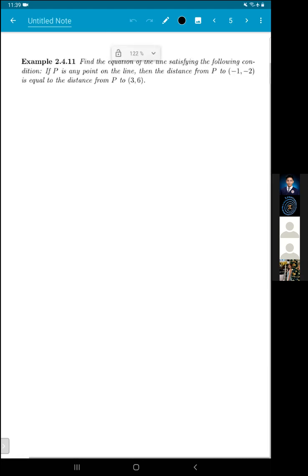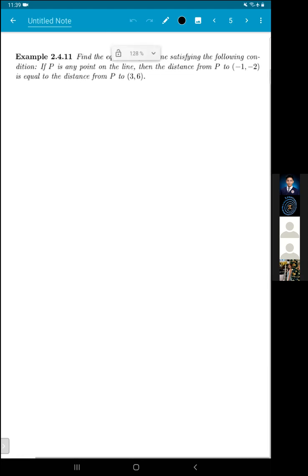Now let's have this one. I want you to think about this one first. Let me read the problem. Find the equation of the line satisfying the following condition. If P is any point on the line, then the distance from P to negative 1, negative 2 is equal to the distance from P to 3, 6.